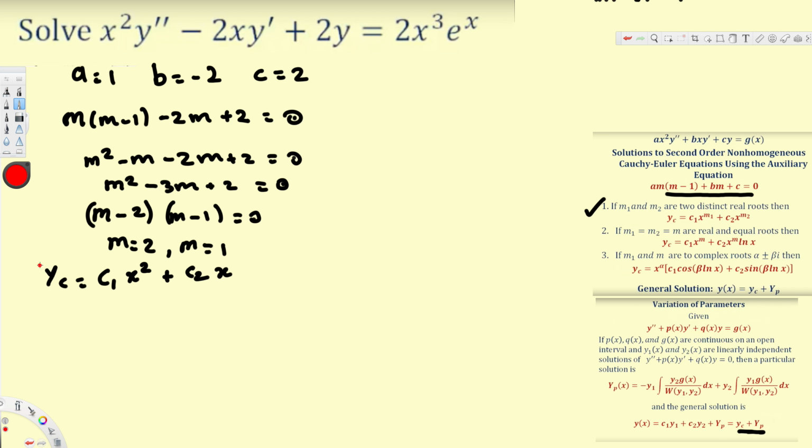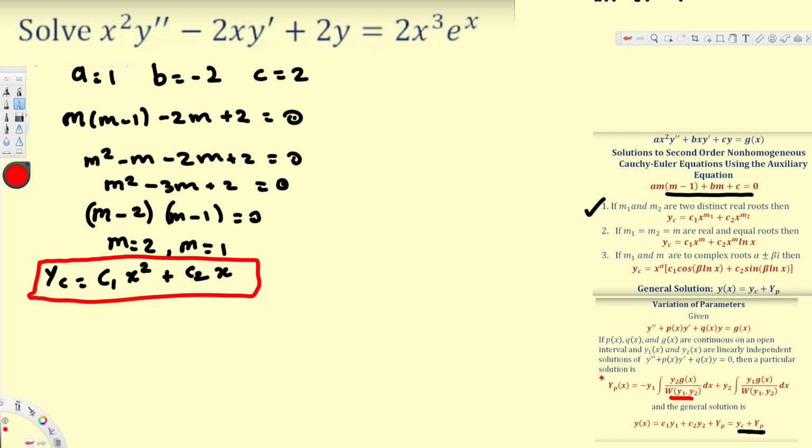We need this for the last part, because for the general solution we have to add the complementary solution and the particular solution. Now we have to find the particular solution. To find it we are going to use the variation of parameters technique. To do the variation of parameters we have to find the Wronskian, W(y1, y2).